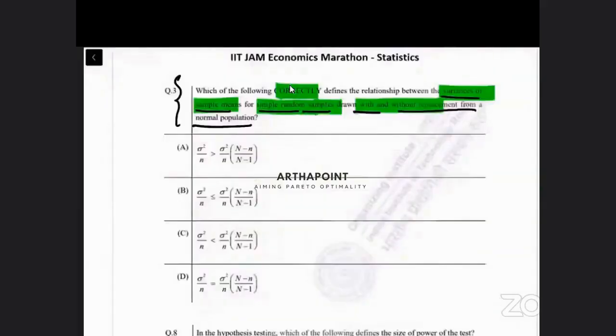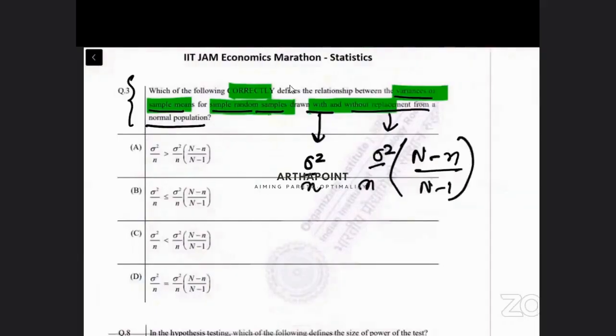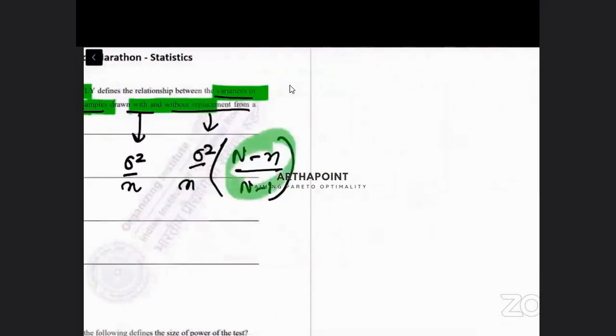So we know that we have got two parts to it. The first part says that we understand that we have the variance of the sample mean with replacement, and that is given by sigma square by n. And we know that without replacement, it is given by sigma square by n, times (N minus n) upon (N minus 1). Now we just have to evaluate this factor once, because this factor is multiplied with it.